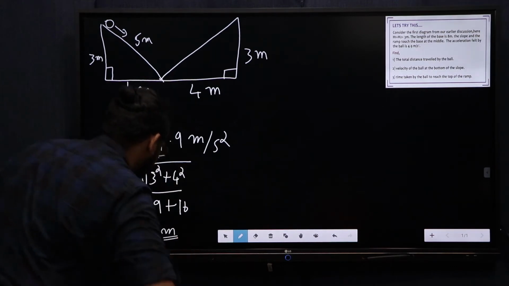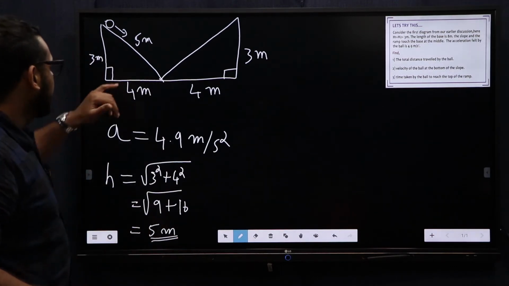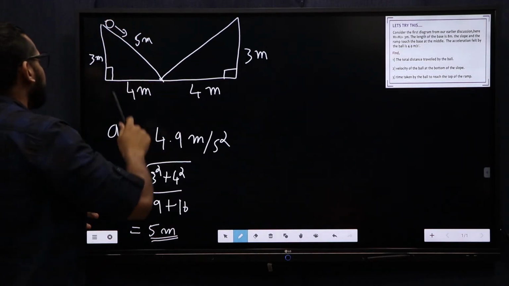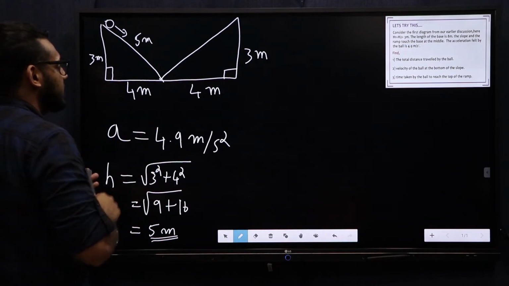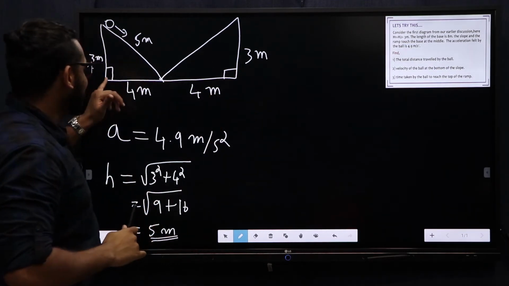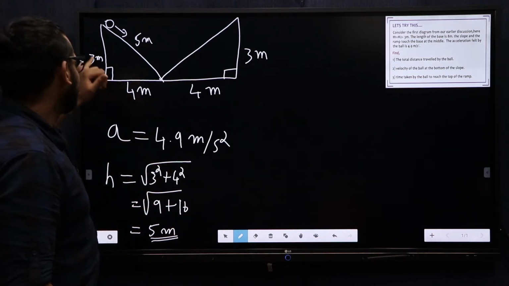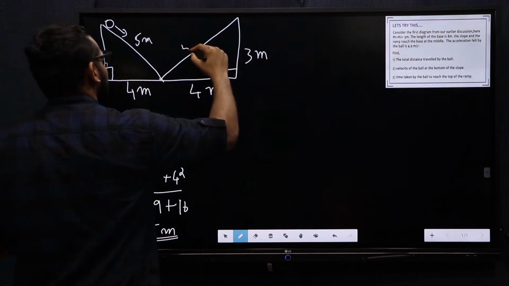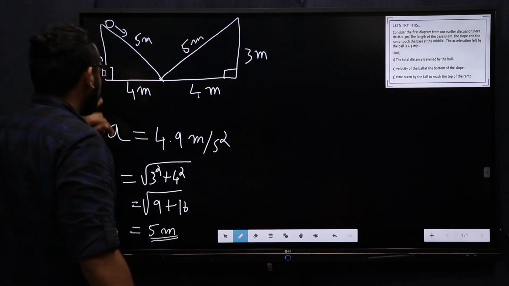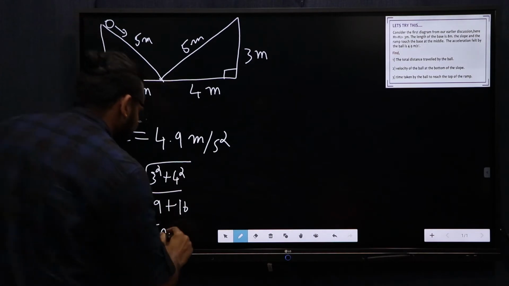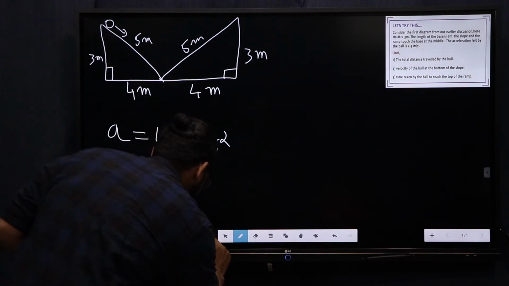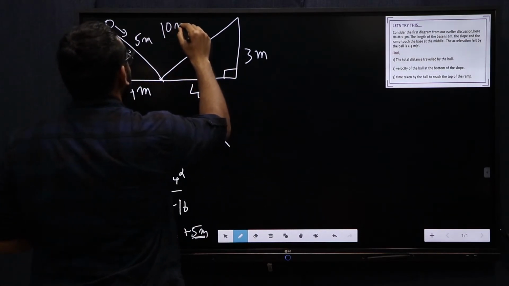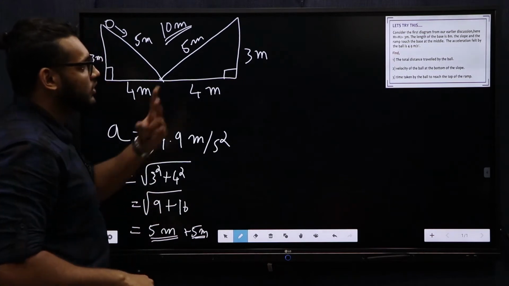Now that's the answer to the first question. Now, we know that this length is 5 meters. Now we have to look at the other triangle. But we know that this is 3 meters, this is 4 meters. On the other side, this is 4 and this is 3. And both these angles are right angles. So, by the SAS theorem of congruence, these two triangles are congruent. Therefore, this side is also 5 meters. And the total length we have to find is 5 meters plus 5 meters. That is 10 meters. Now, let's move on to the second part of this question.